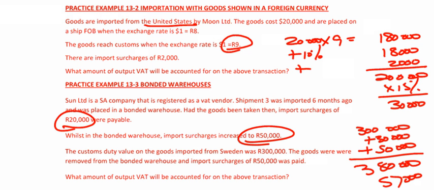Now note, if customs duties had been taken away, you would still have to pay 20,000 in import surcharges when you took it out of the warehouse. It only works to SARS's advantage. If you think that SARS is actually going to remove import surcharges and customs duties when you put it into a bonded warehouse, it is not going to benefit you. So those are the 3 examples.